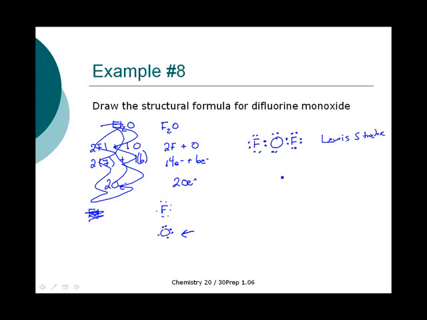For our difluorine monoxide, now we're going to make a structural formula. We can drop the lone pairs, and bonding electrons are represented by straight lines. And there is our structural formula.